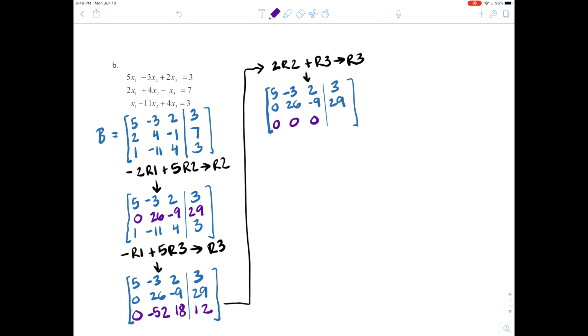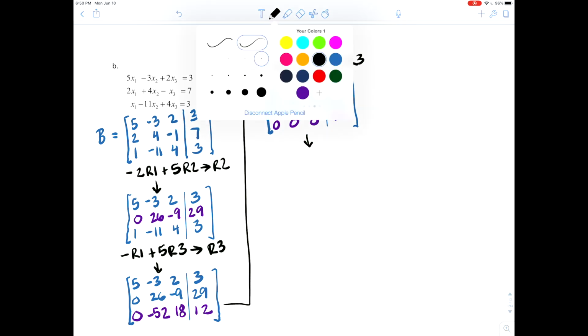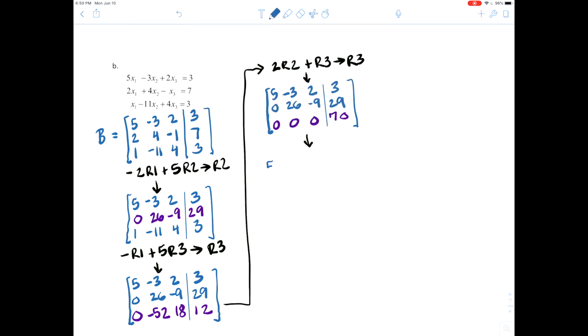2 times 29 is 58, and 58 plus 12 is what? Beautiful, 70. So this one, sometimes people kind of confuse things a little bit. So here, this is going to be equivalent to the following system. We will have 5x1 minus 3x2 plus 2x3 is equal to 3. That's our first row. 0x1 is just 0.